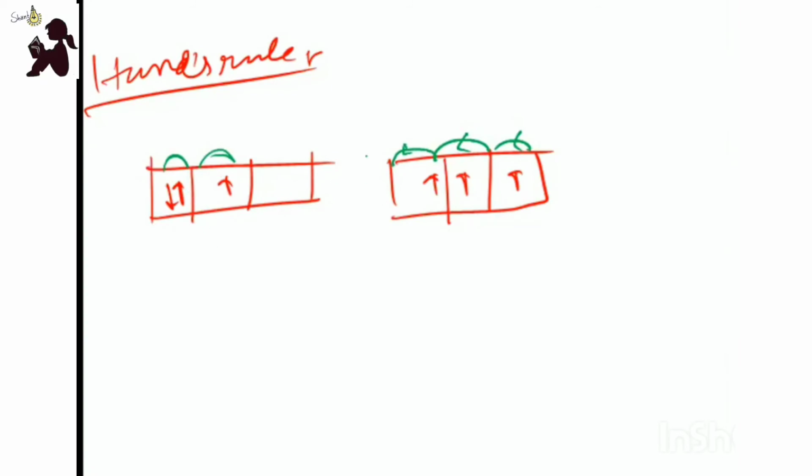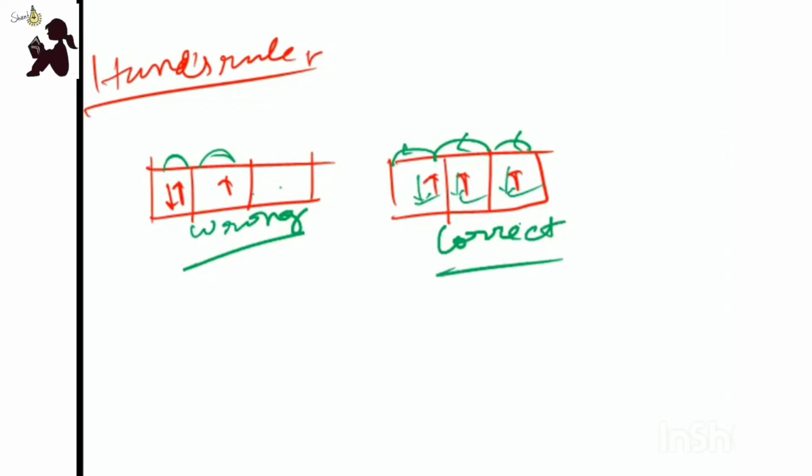So Hund said that first the orbitals have to be filled singly, then they can be paired. So this is wrong, because it is not singly filled in all orbitals, so how can it be paired? But this one is all singly filled, see. So here we can just add another electron, so it is correct. Okay, so here Hund's rule is done.